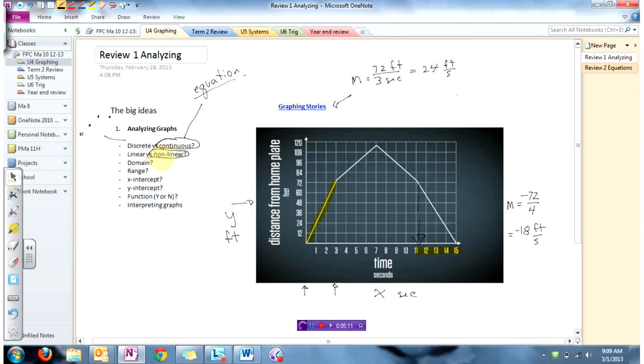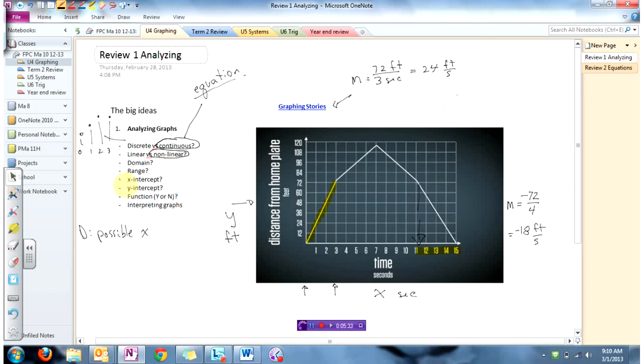Let's now talk about domain. First, let's do some definitions. Domain would be the possible, or the set of possible x-coordinates. If it's discrete, you would just simply list all the x-coordinates. They might be 0, 1, 2, 3, whatever they are.